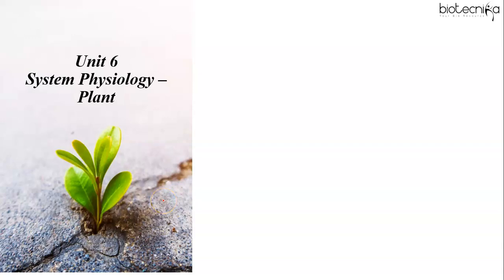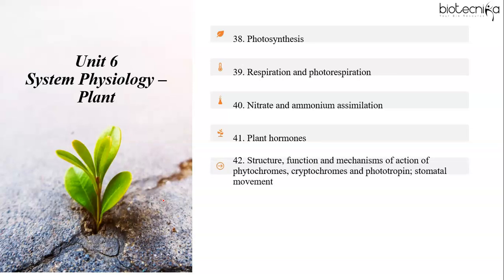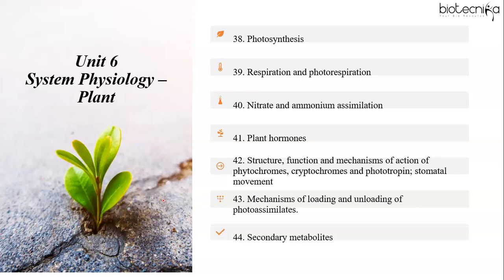Then from unit 6, which is plant physiology, you need to study photosynthesis, respiration and photorespiration. From photosynthesis, you need to be familiar with light reaction and dark reaction. Then respiration and photorespiration, nitrate and ammonium assimilation, different plant hormones, their structure and function, mechanisms of action of phytochromes, cryptochromes and phototropin, and also stomatal movement. Then the mechanism of loading and unloading of photoassimilates is another important topic from this unit, and also study about secondary metabolites. So all these topics are important from unit 6.